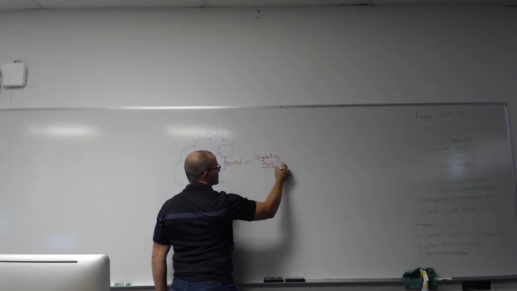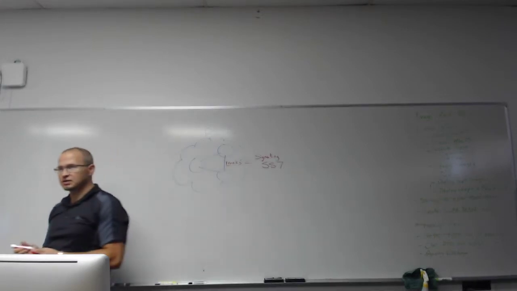Okay? So the type of signaling that's used on these trunk lines is Signaling System 7, SS7. So SS7 is used between phone companies to route calls. It's kind of like their routing protocol.